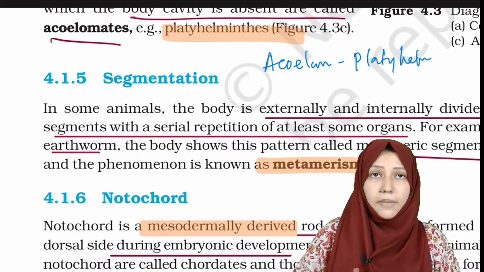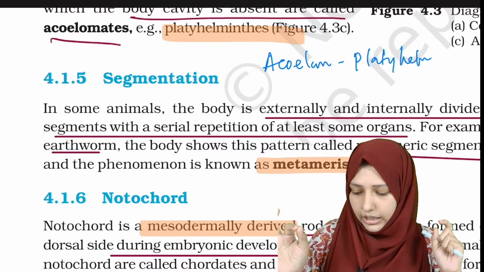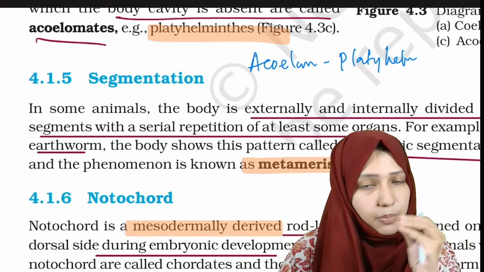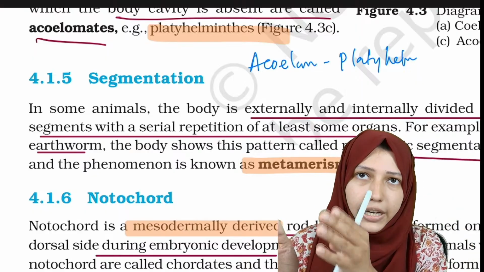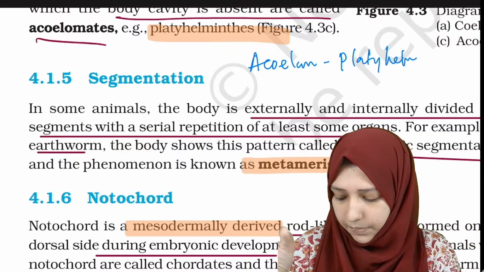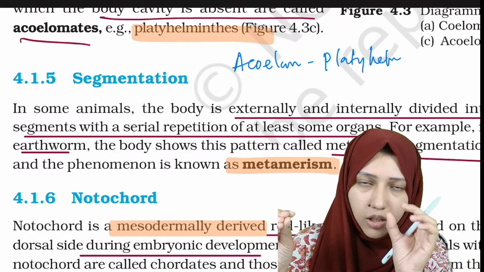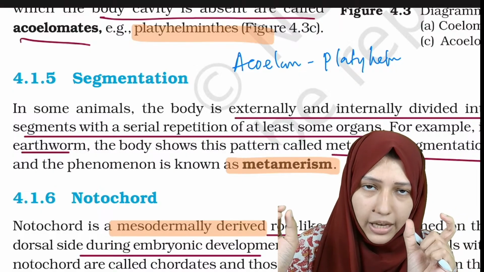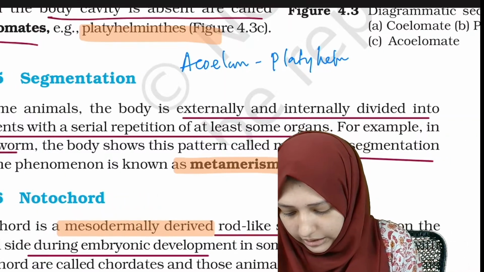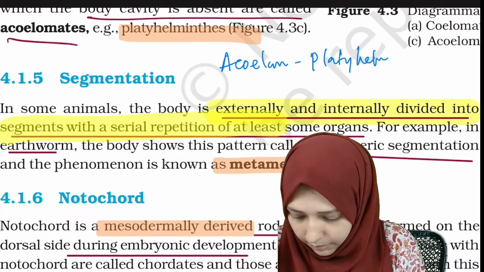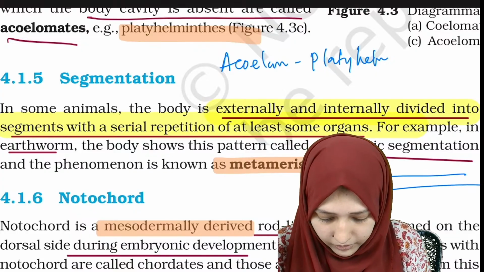Now going into segmentation. As we know that an earthworm can be cut into equal segments, right? So like that, there are some particular phyla in which the organism can be divided into equal parts, equal segments. It's better when we use the words equal segments, and the speciality of the segment is that it will be externally and internally the same as the other segments. Okay, I will make it clear for you. Externally and internally divided into segments with serial replication of organs.